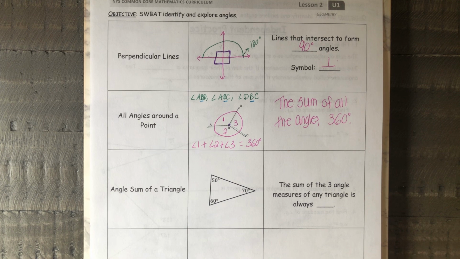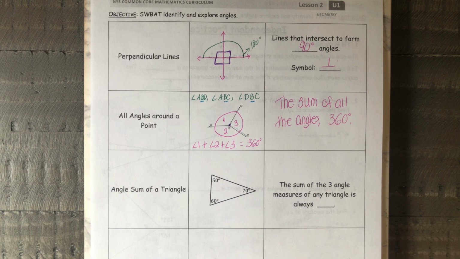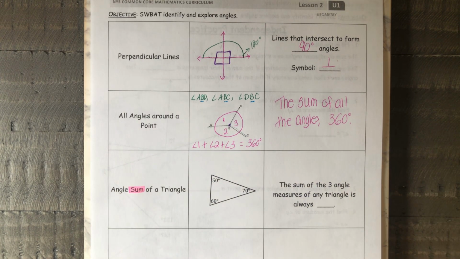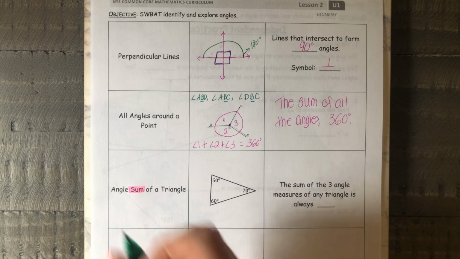All right. Two more to go. We have angle sum of a triangle. I'm going to stop and highlight angle sum of a triangle because we had already gone over that sum means to add.